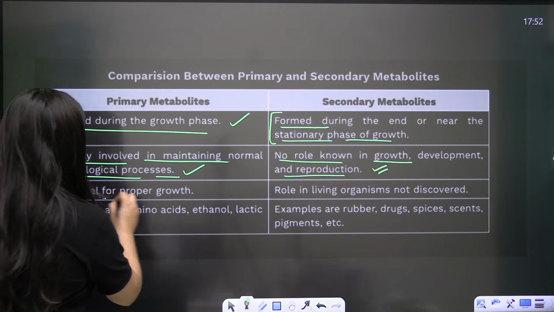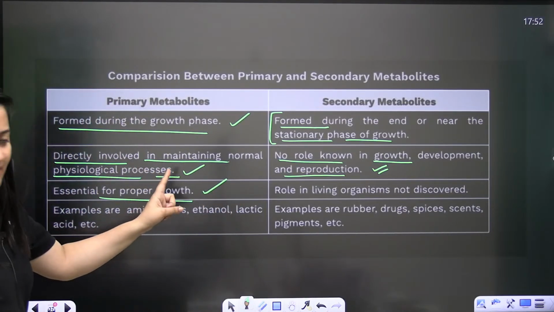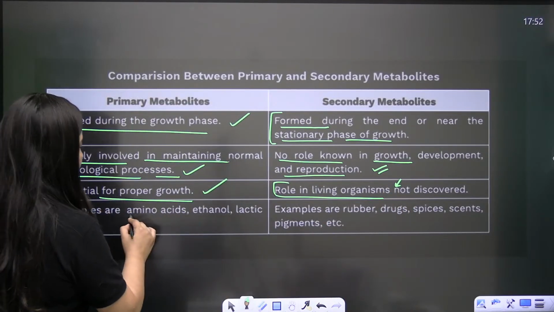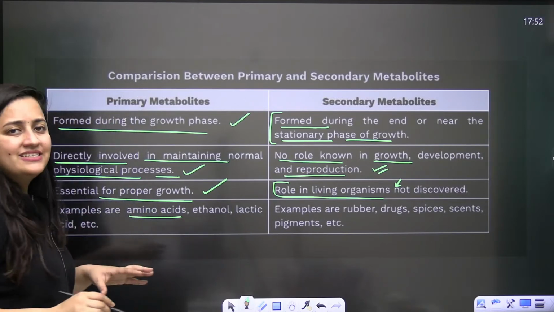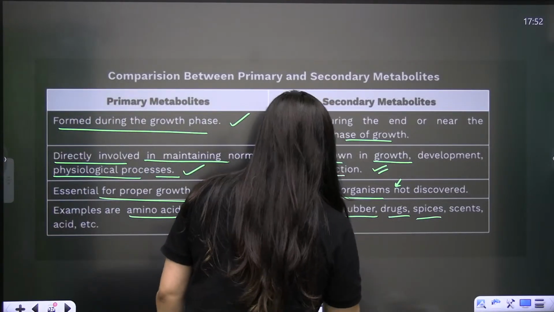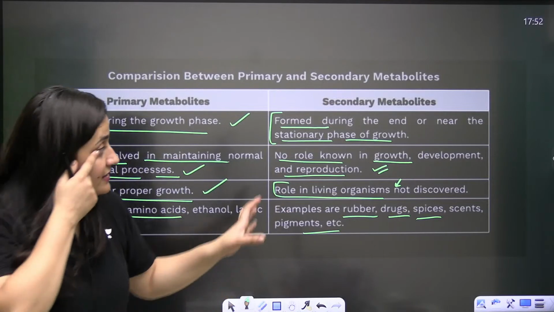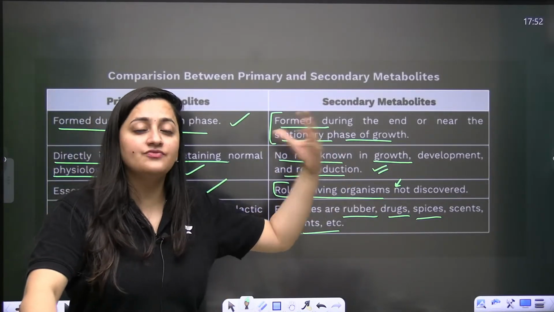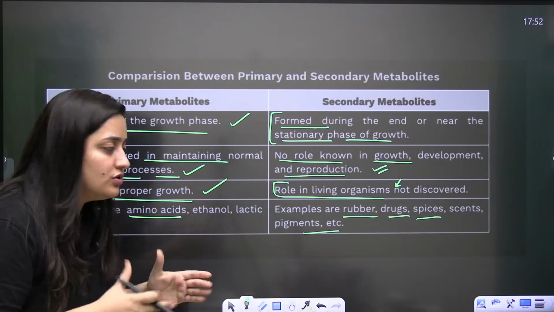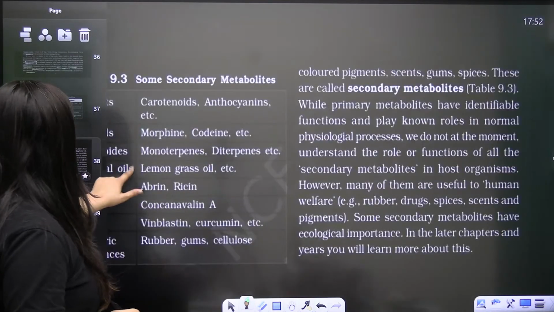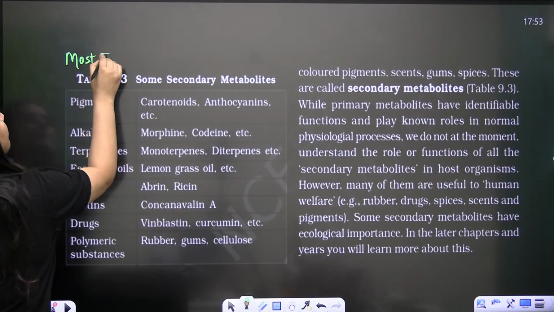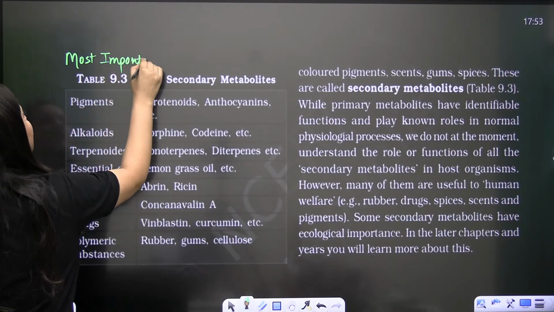Primary metabolites are essential and important for growth, and the role of secondary ones in living organisms is not discovered yet. Examples of primary ones are amino acids, carbohydrates, proteins. Secondary ones include rubber, drugs, spices, scents, pigments. We get these things from plants and fungi, and we use them for our welfare. So these are the secondary metabolites, not directly involved in growth and physiology. Clear? So this is the table from NCERT, another most important table.